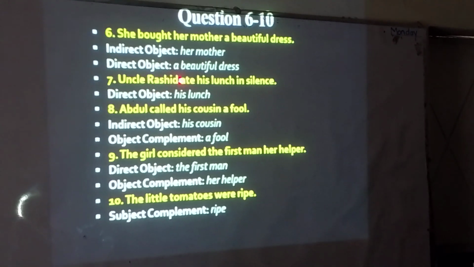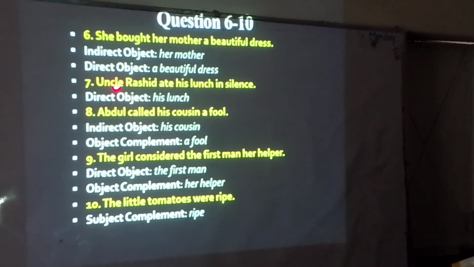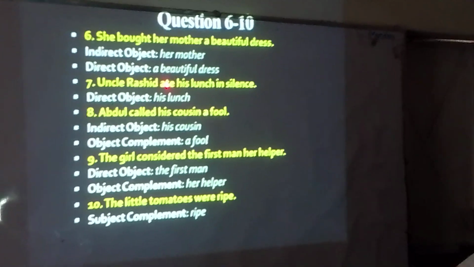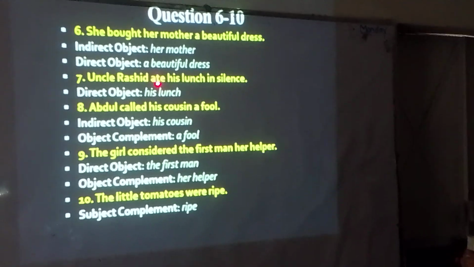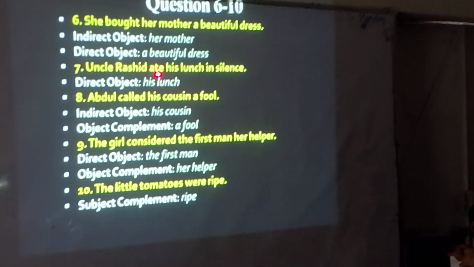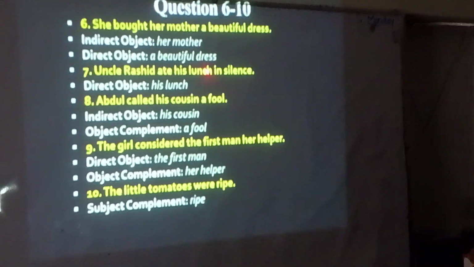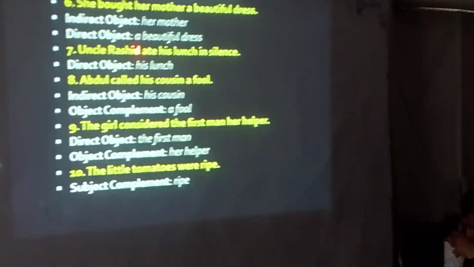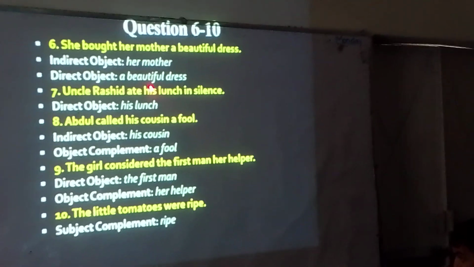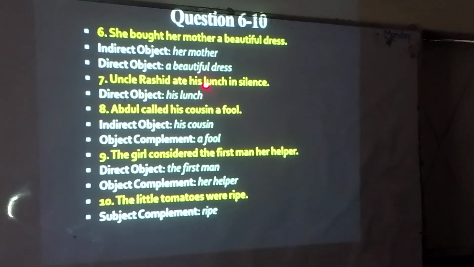Next one is, Uncle Rashid ate his lunch in silence. What is Uncle Rashid? Subject. Well done. Ate, I think second form. Eat, ate, eaten. Ate is the second form of eat. Clear? So ate. What is his lunch? Direct object. Again a direct object, because the action of eating is directly affecting his lunch. Clear? The action of eating is directly affecting his lunch.